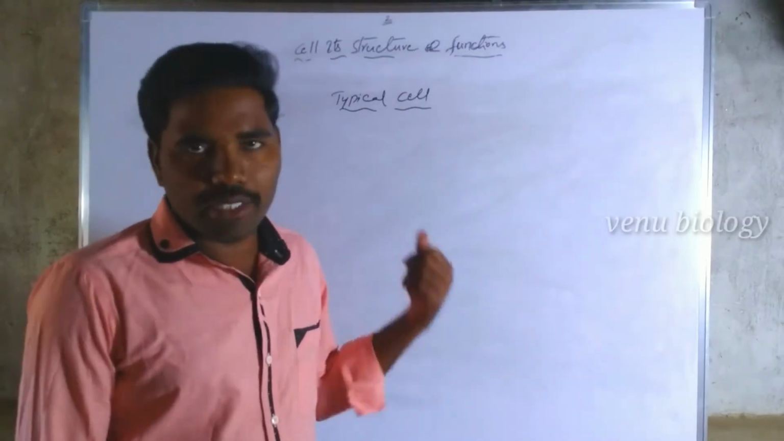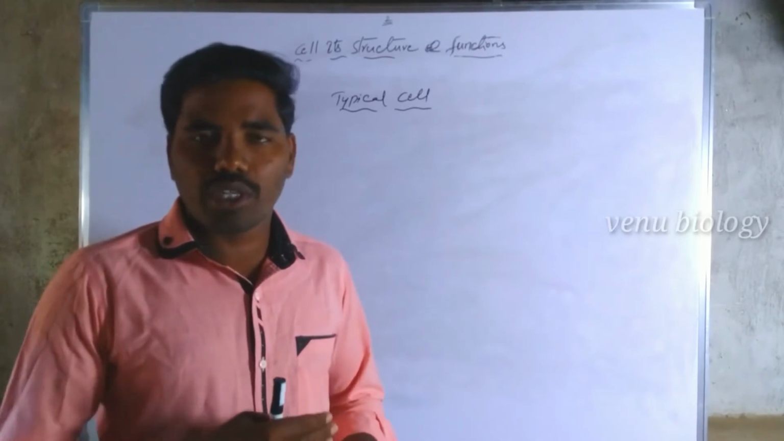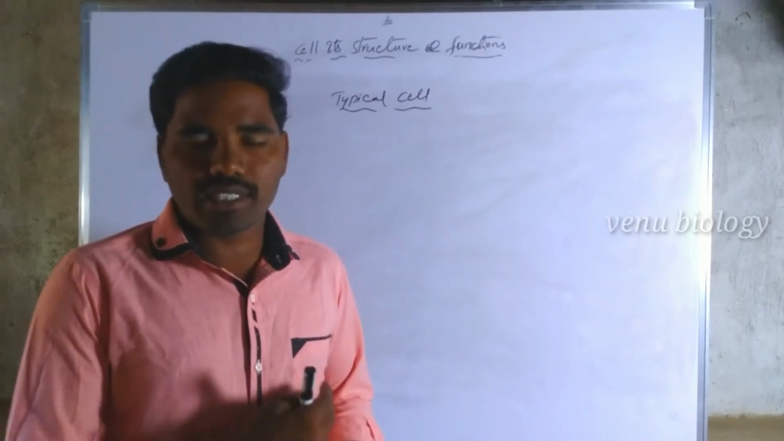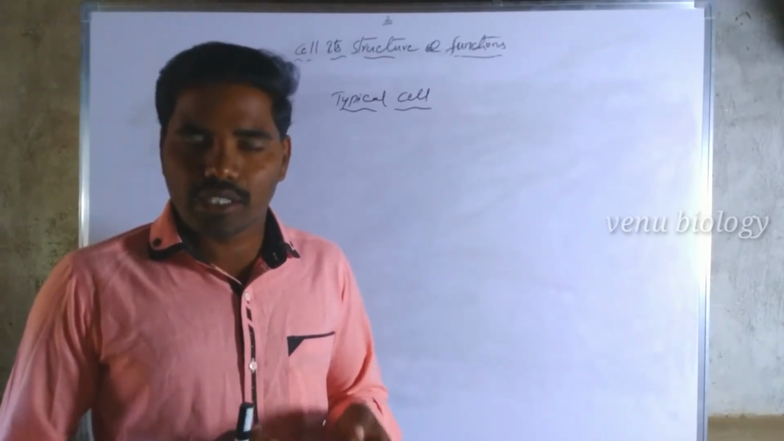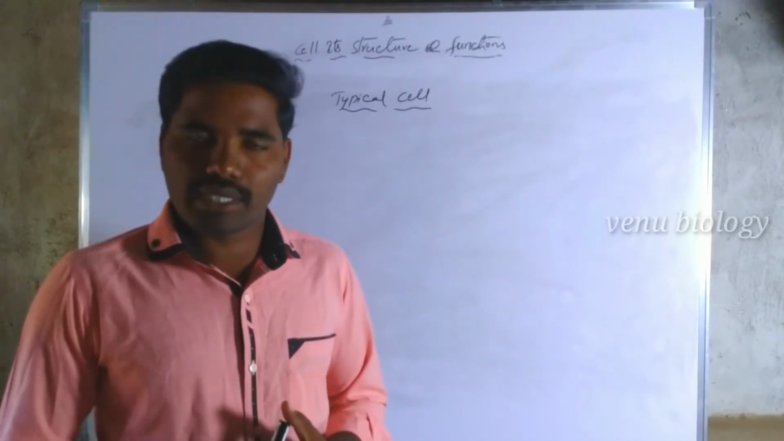Next one is the typical cell. What is this typical cell? We know about the animal cell and we know about the plant cell. What is this typical cell? A typical cell is a model cell which represents all the cell organelles present in the cell.